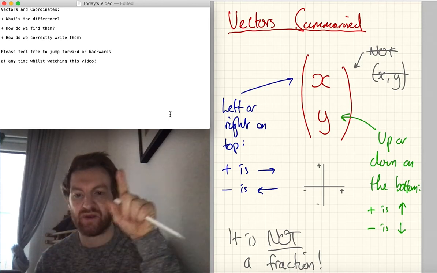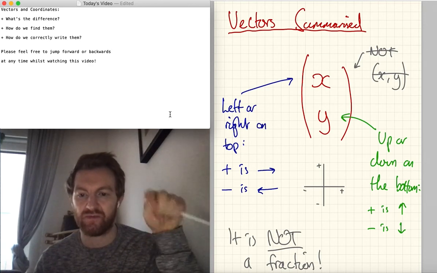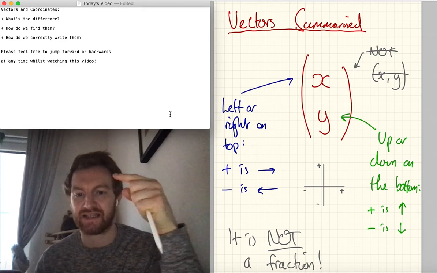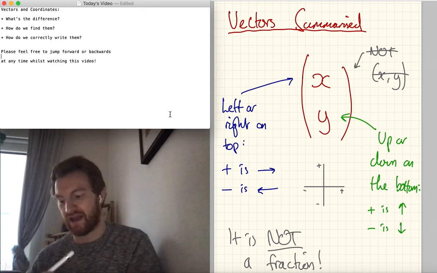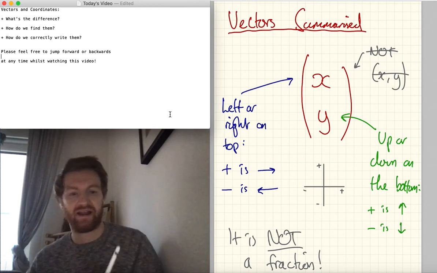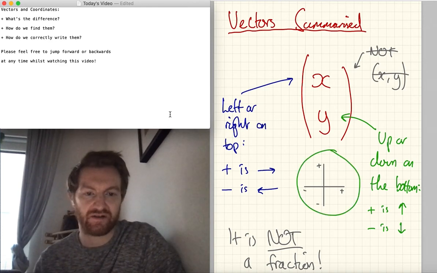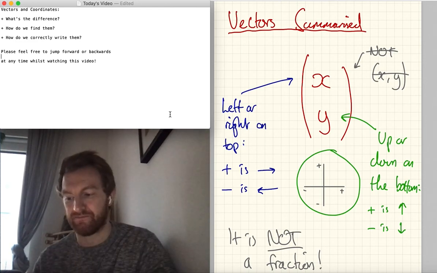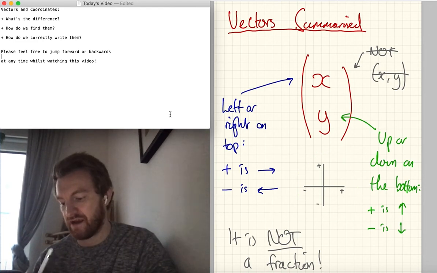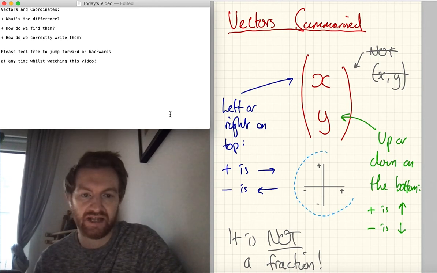And just remember, x on the top, y on the bottom. Positive is right, negative is left. Positive is up, negative is down. And if you forget that, just look at the graph, because the graph is positive up and right, negative left and down.